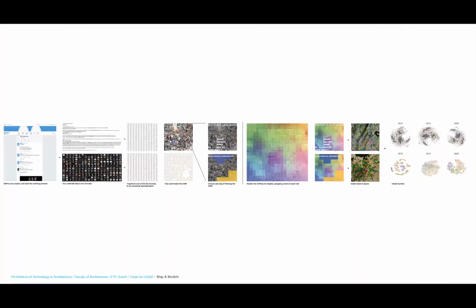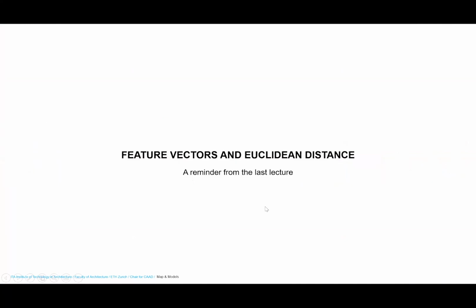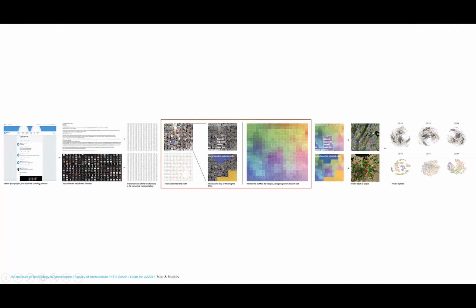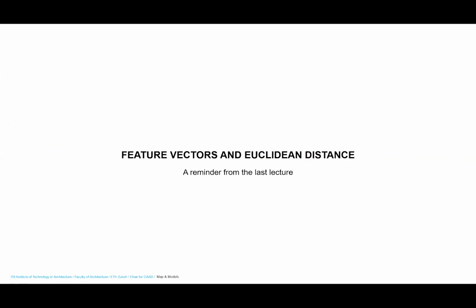Before we start, we introduce this diagram again that shows where we are right now. Today's lecture is here. We start to use the feature vectors we extracted and calculated last time to train a self-organizing map. And then later we will use the trained SOM to do our experiments.